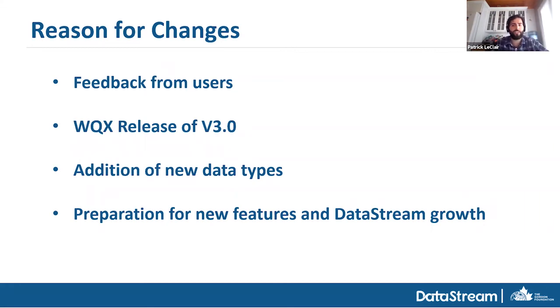So DataStream is constantly growing. We're getting more and more groups and more data online, and we need to be prepared for that. And we're also looking at adding a bunch of new features. So we needed some way for the template and the schema to have the information we needed to add some of those new features. So what are these changes that we made?